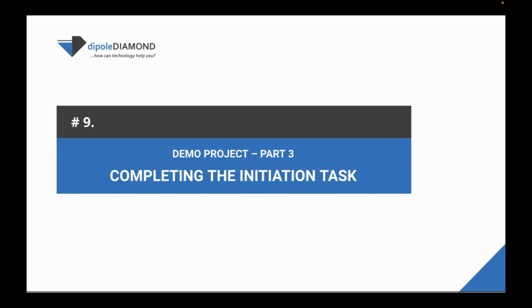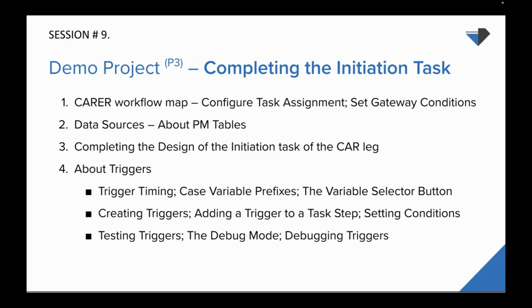For our ninth session, we shall be spending time working on our demo project. And this time around, we want to focus on completing as much as possible everything about the initiation task. So at the end of this session, you should know how to configure task assignments and set gateway conditions for the tasks in your process workflow map. You should know more about ProcessMaker tables, otherwise known as PM tables. And then you should get some introduction to triggers, what trigger timing is all about, and how it's essential to the architecture of your process.